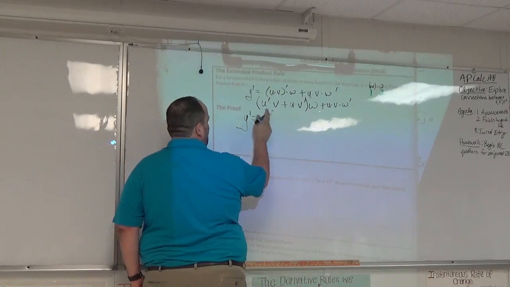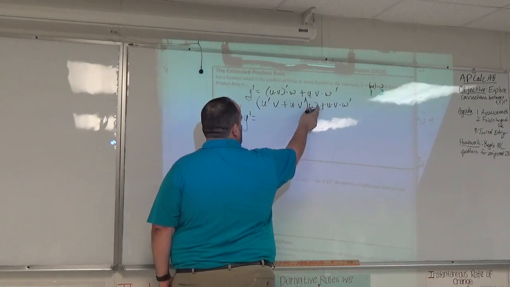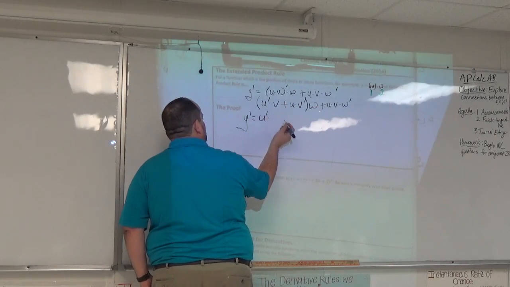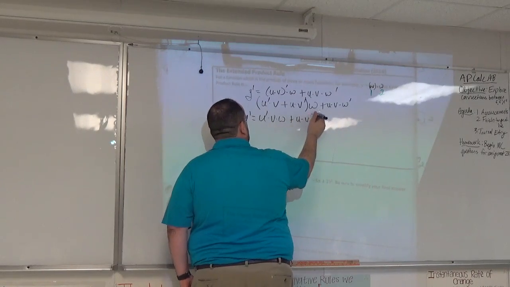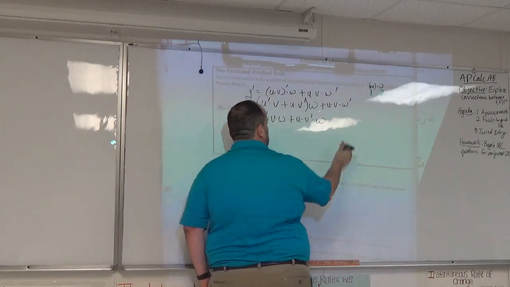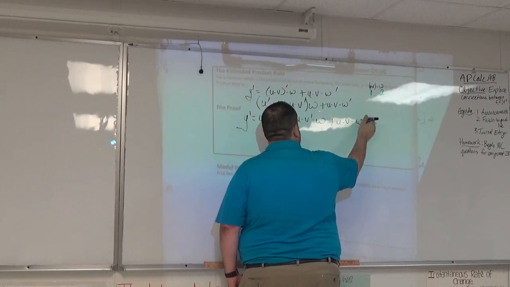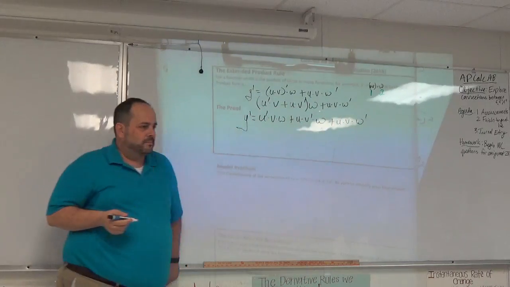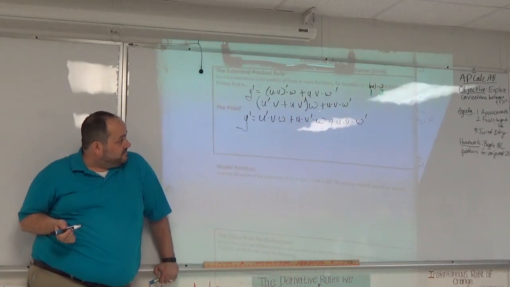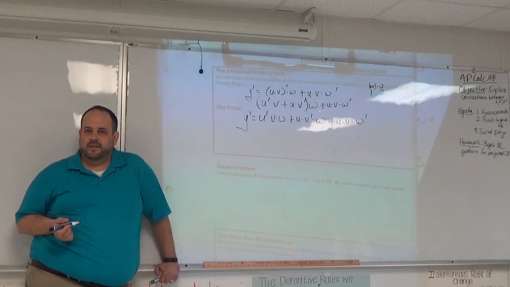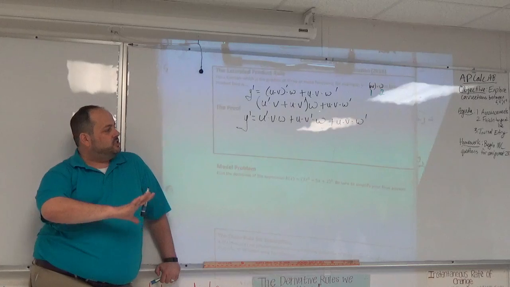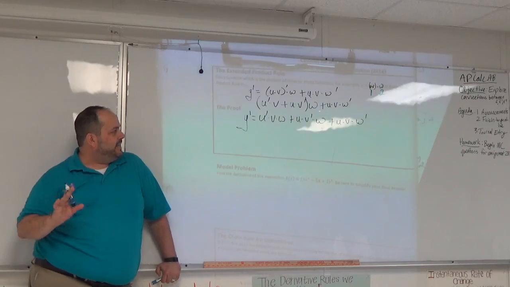Let's multiply this out. u prime v plus uv prime, all times w. Well, isn't that the same as u prime times v times w plus u times v prime times w plus u times v times w prime? That's the extended product rule. Whoa. Hold back just for a second.